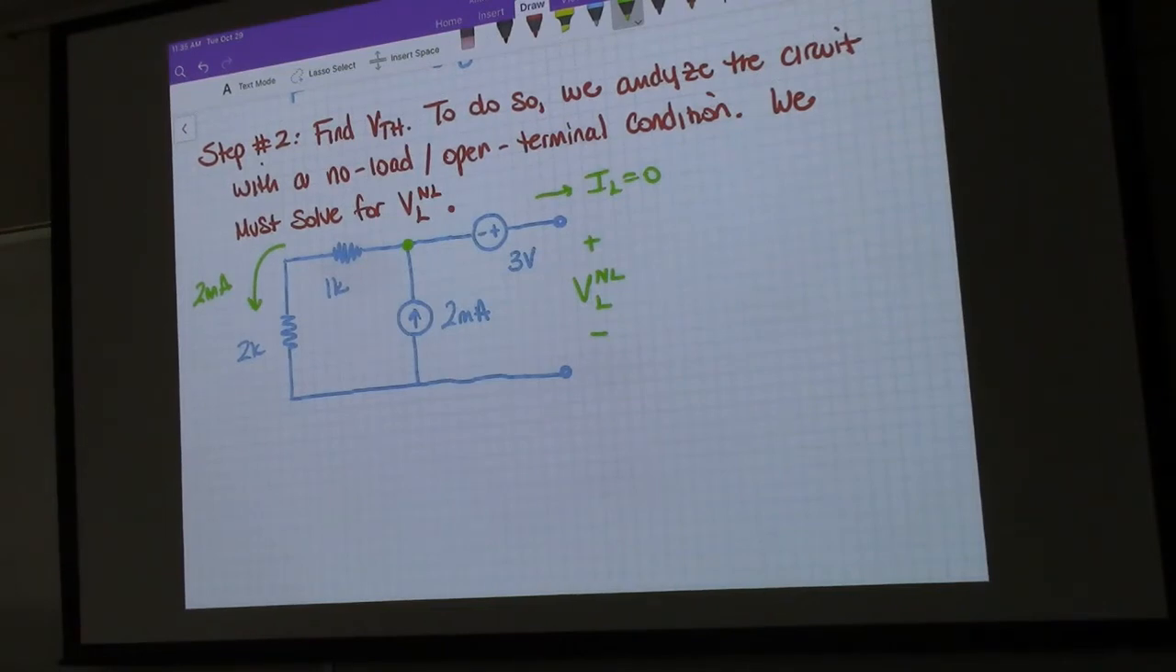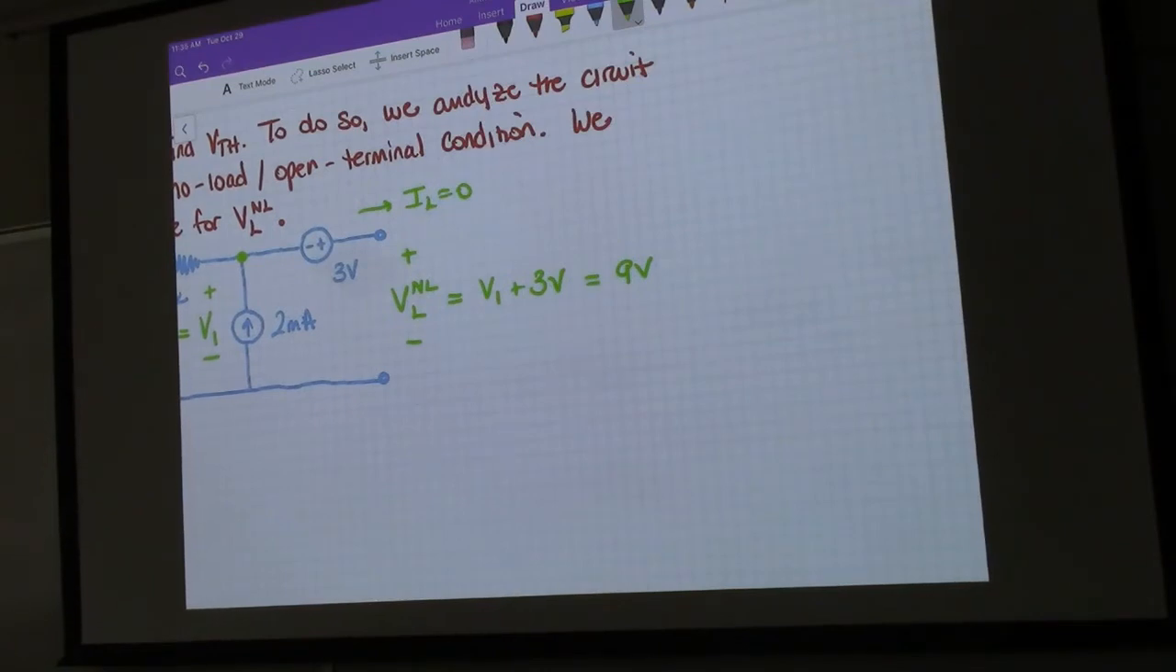And then we can figure out what this voltage is here, which I'll call V1. That voltage is equal to 2 milliamps times 3 kiloohms, right? So that's 6 volts. And then lastly, we know that VL will be equal to V1 plus 3 volts. That's just applying KVL. And so we're left with a value of 9 volts. So that is the other half of the answer.